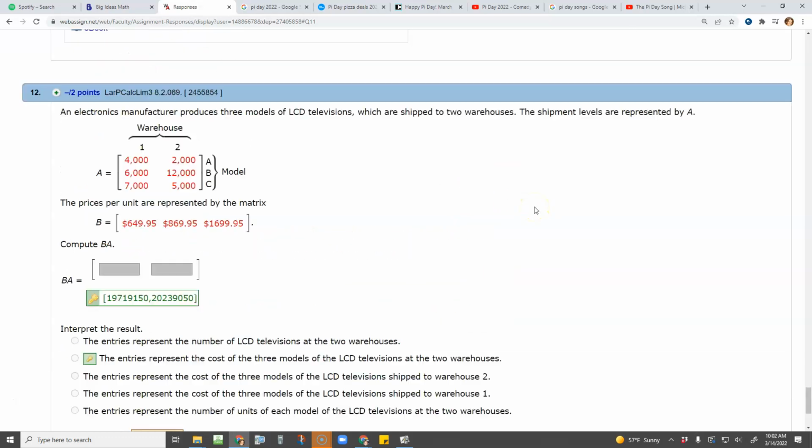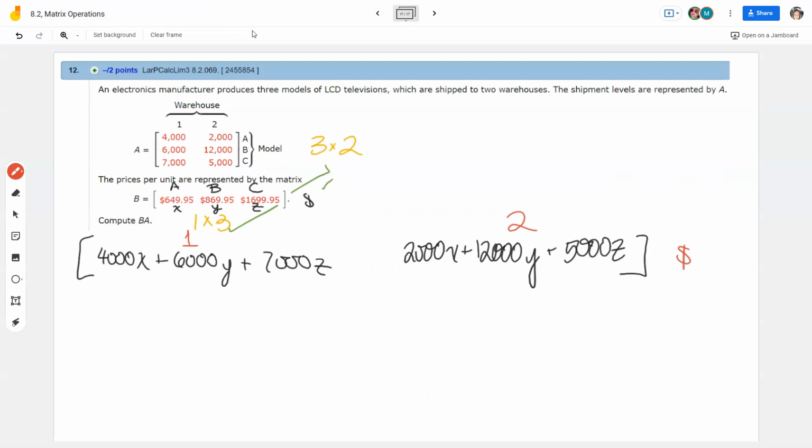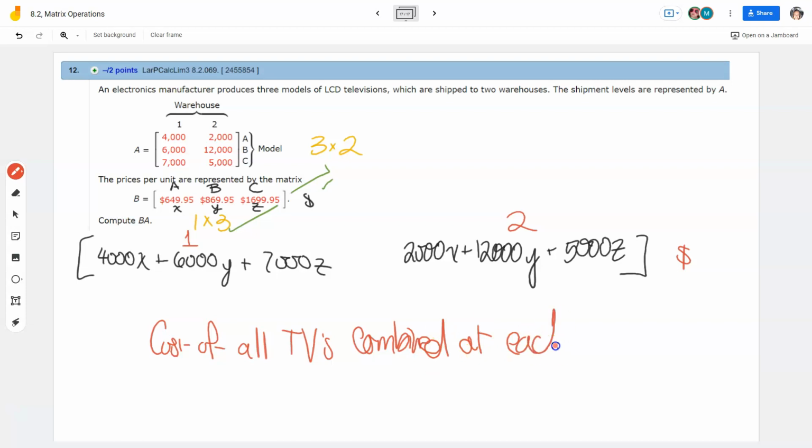All right, and then you end up throwing in, you're like, oh my goodness, it's worth a lot of money when you guys put it in your calculator, right? Quick questions. Has to do with money. The only word in there that had to do with money was cost. And so it's the cost of all the TVs combined at, and then here's where it got separated, each warehouse.